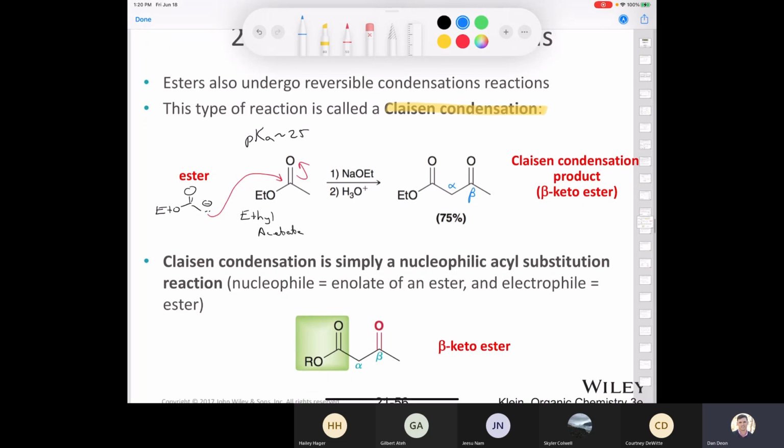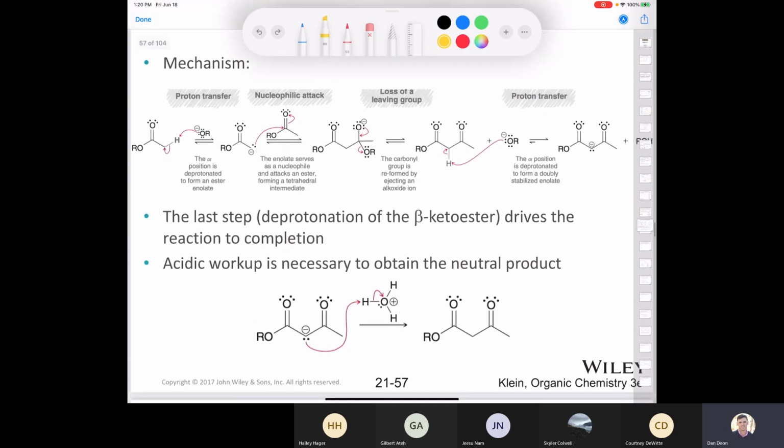So a Claisen condensation, like I tried to explain, is really nothing more than a nucleophilic acyl substitution, except our nucleophile is the enolate of the ester, and our electrophile is the ester itself. Okay, so we end up with both of those in the solution when we treat it with a base like sodium ethoxide. So let's take a look at the mechanism.